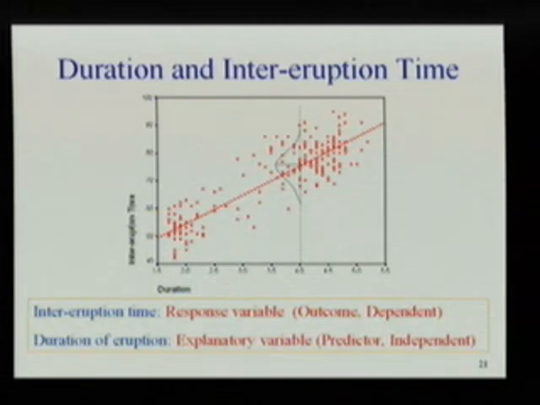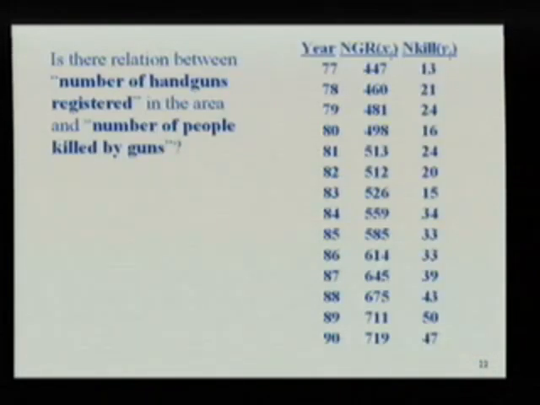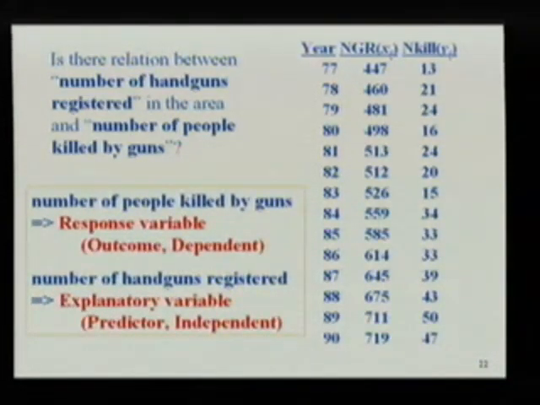Okay, let's go back to the same question that we looked at. In this case, we know what our response and explanatory variable are. If we try to use the number of handgun registers to predict how many people got killed, that's the case. If you reversed it, and believed the number of people killed affects the number of handgun registers, then the number of people killed would be the predictor variable. But here, our assumption is that the number of people killed is affected by the number of handgun registers. So the number of people killed is the response variable, and the number of handgun registers is the predictor variable.